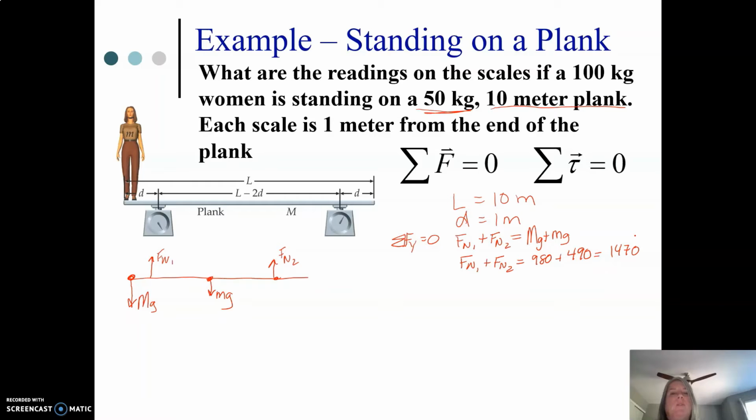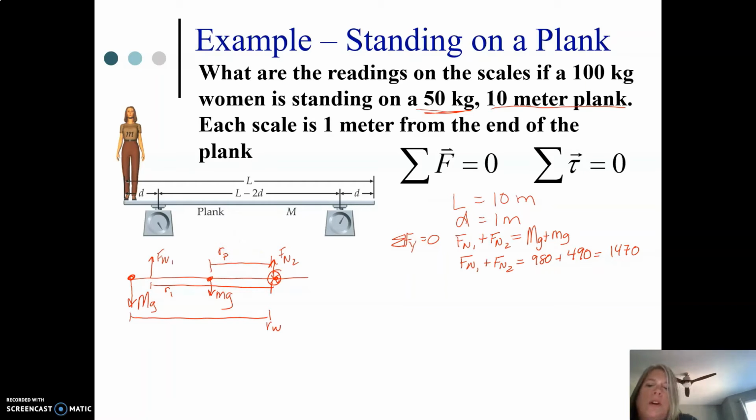So when we do torques, we've got to choose a pivot. What pivot you choose is totally up to you. I'm just going to select this as my pivot right there. So all of the distances for the woman are going to be measured to that point. We'll call that R woman. The distance for the normal force is again measured from there, so I'm going to call that R1. And then this is going to be the distance R for the plank.